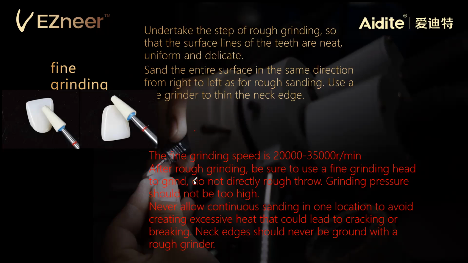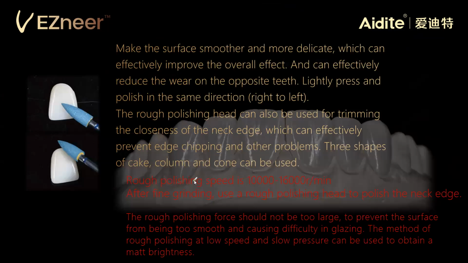And after rough grinding, we need to be sure that the fine grinding is done, and it will make the surface look more smooth. And because the grinding tool is safer, softer, we can use less power to grind the margin lines, to grind the circle part.